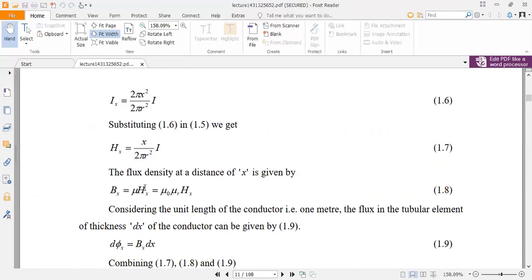Another section is the flux density at the distance x. So the formula of the flux density is Bx equals mu Hx. This is the BH curve formula. It is Bx equals mu Hx. And what is the value of mu? Mu is equal to mu naught mu r.